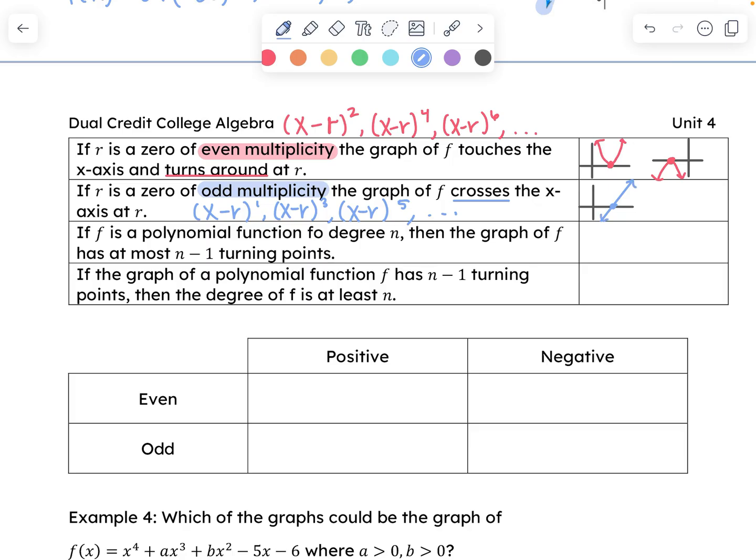and that usually happens if it's to the first power, so x minus r to the first. Your other option is that it could kind of make a curve when it goes through, kind of flattens out. And that's usually what happens if it's higher degrees, like the third, fifth, seventh, something like that. And the higher the degree, the flatter it kind of gets at that point.